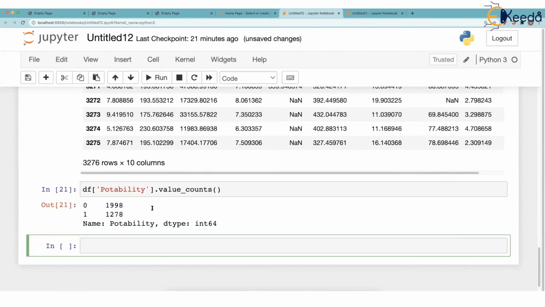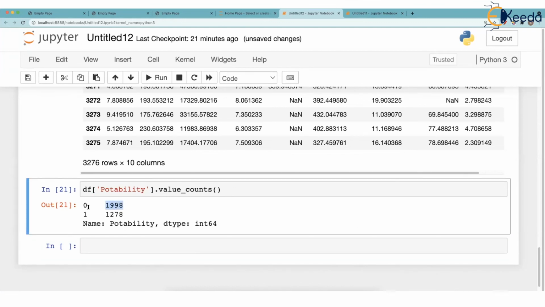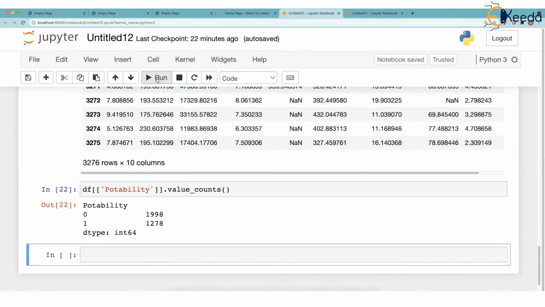Okay, let's run this. Oh, it says that 1998 rows have non-drinkable water. So those samples are very dangerous, whereas only 1278 rows have potable water. These 0 and 1 are the values of potability. But sad, you are not able to see the name of the column here. That's because we did not give one more square bracket here. One more square bracket, list of columns. Let me try this, and this looks good.